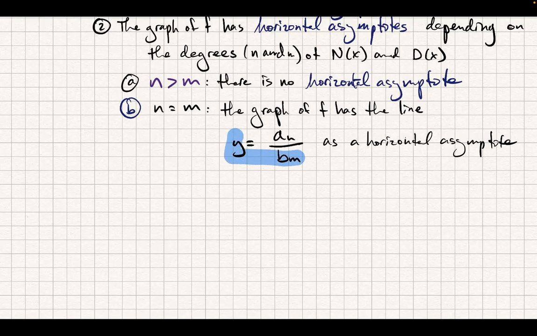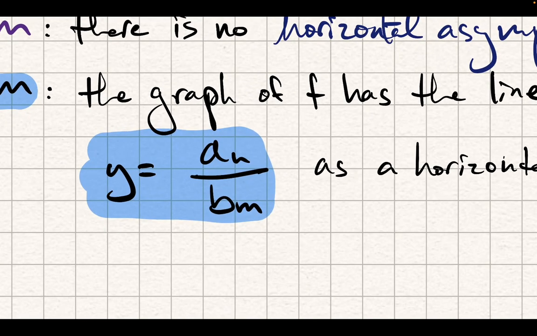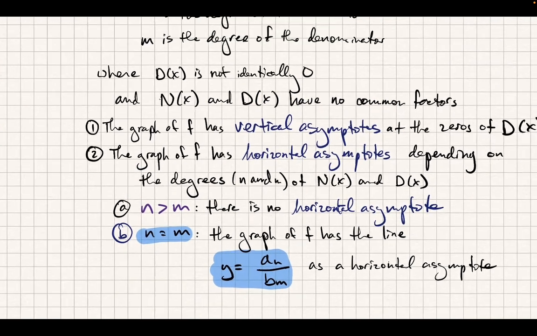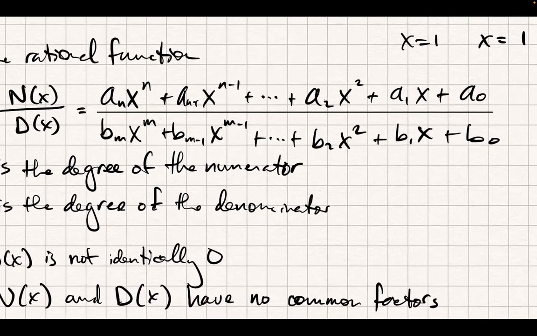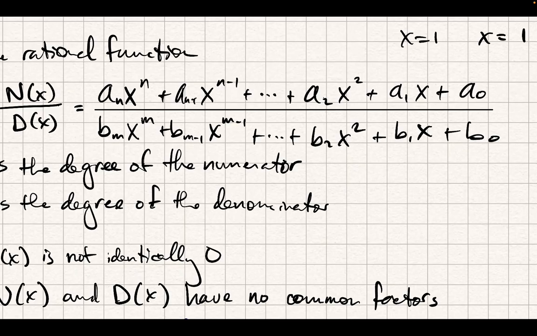This is my rule right here. In this case, when N equals M, this is going to give me my horizontal asymptote. What does this mean? What are A sub N and B sub M? The numerator and the denominator? No, it's not the numerator and the denominator. Where do you see A sub N and B sub M on this? It's not the degree. It's like the first term.